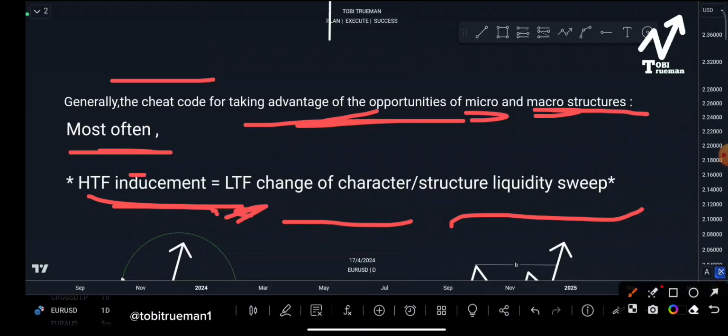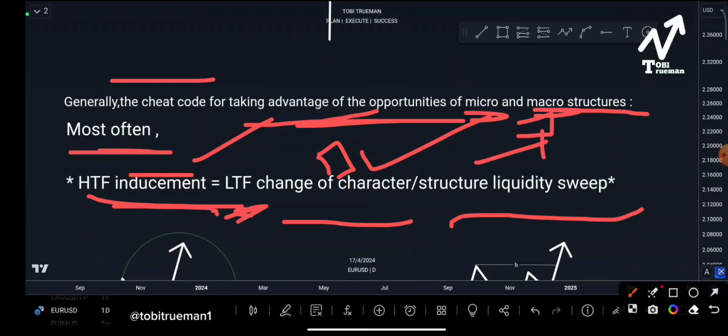Now by the time price takes out that higher time frame inducement, two things can happen in the lower time frame structure. Either with candle closure, and we know when we have candle closure that will cause a change of character, but when we have a wick, where price just sweeps the low point of the lower time frame structure with the wick, that will cause a liquidity sweep, which is structural liquidity sweep.